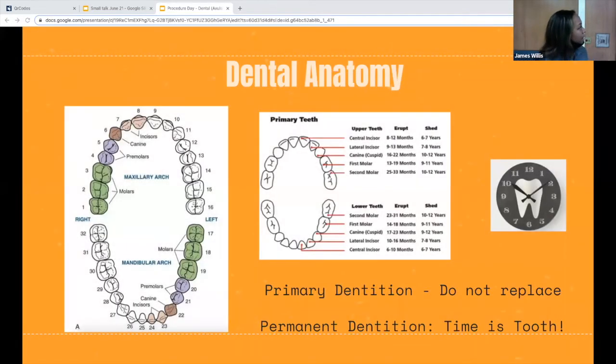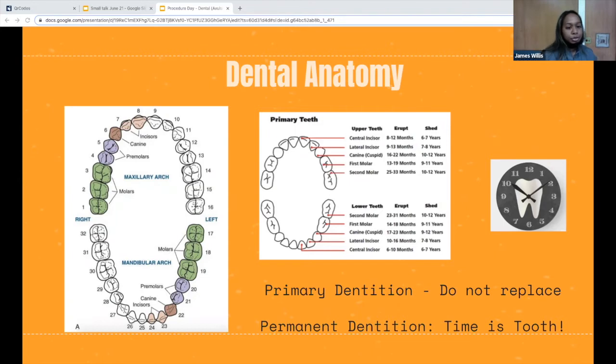So just a little bit about dental anatomy. You need to be able to account for all of the patient's teeth. So this is where we have to have some familiarity with the numbering and classification of the teeth, as well as distinguishing between primary and permanent teeth for pediatric patients.